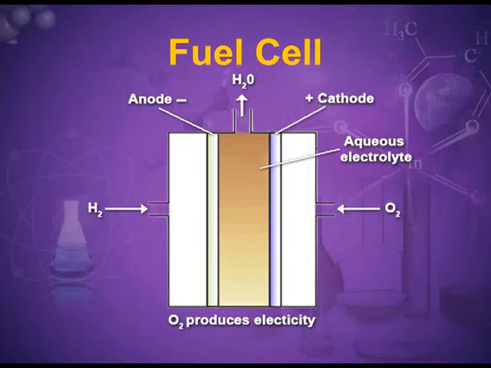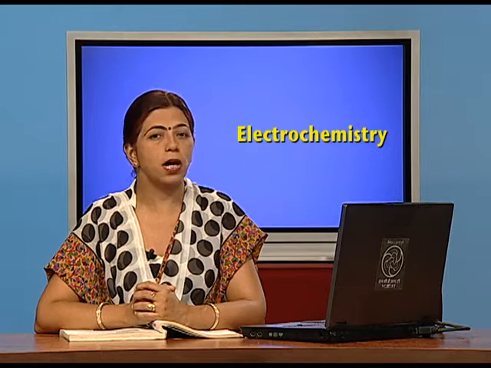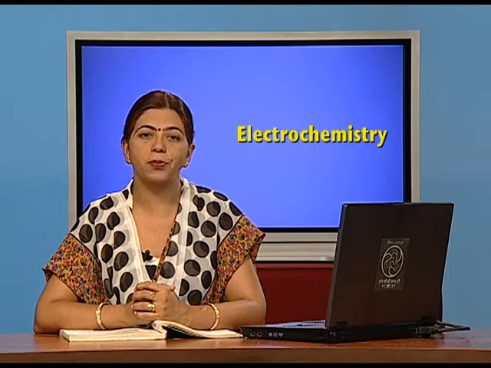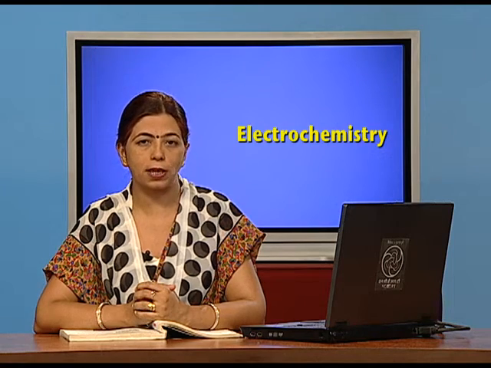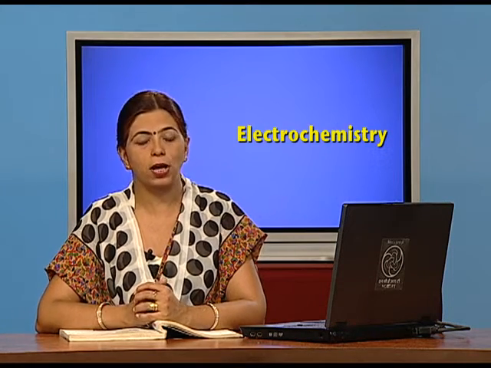From the diagram, you can see that from one side, hydrogen is bubbled constantly and from the other side, oxygen gas is bubbled. The electrodes are made up of porous carbon and the electrolyte is sodium hydroxide. The construction you can see.